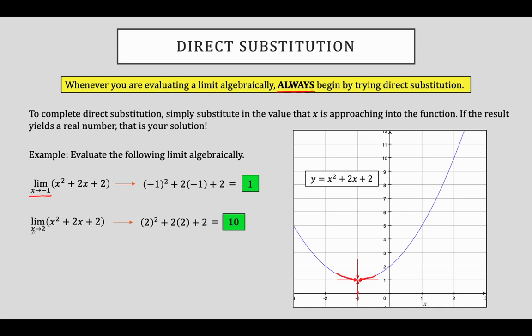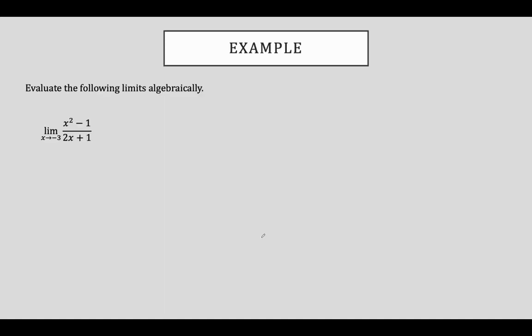Similarly, in our second limit, we evaluated the limit as x approached 2. Here I have x equals 2. As I'm traveling along my curve and my x values are getting closer and closer to 2, what are the y values getting closer and closer to? Well, the y values are getting closer and closer to 10. Therefore, our answer of 10 makes sense. Let's look at a couple others.